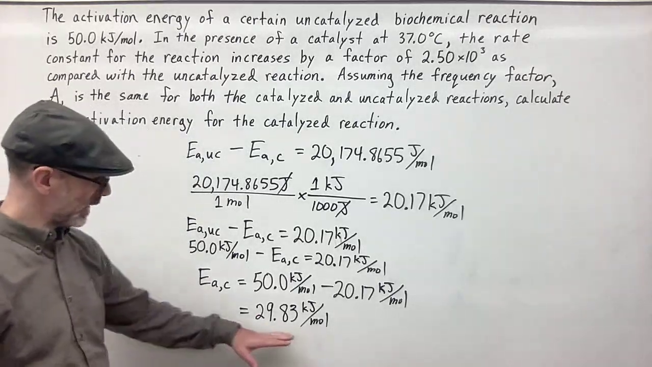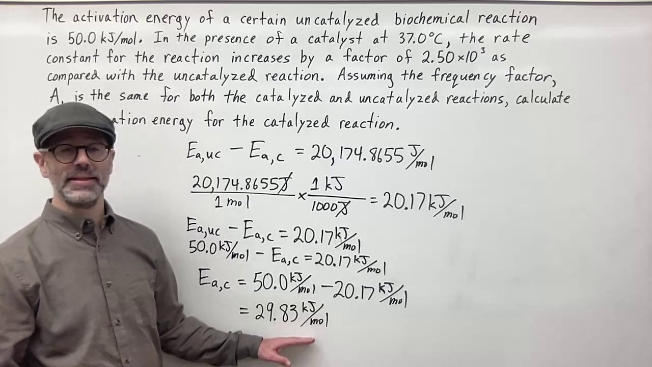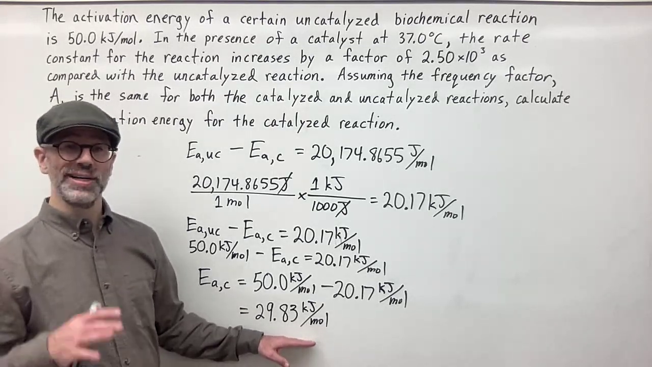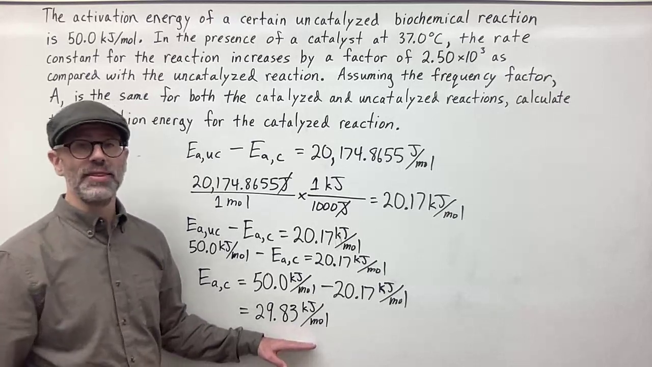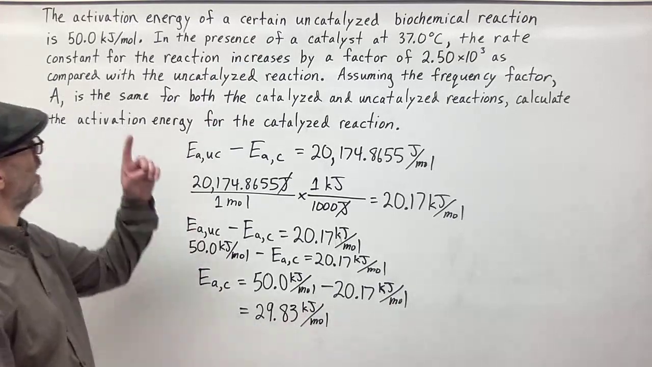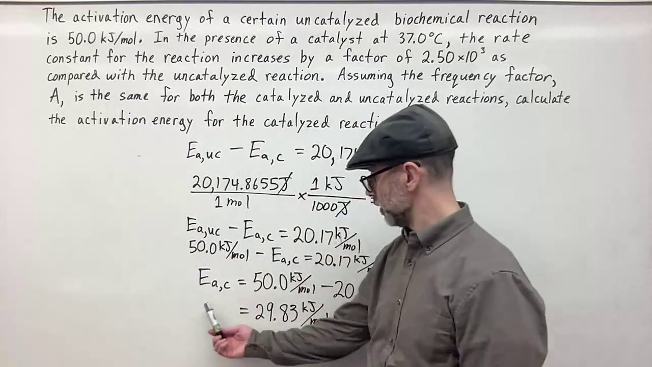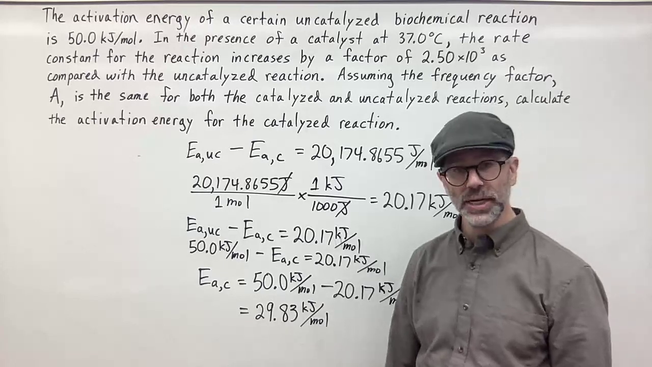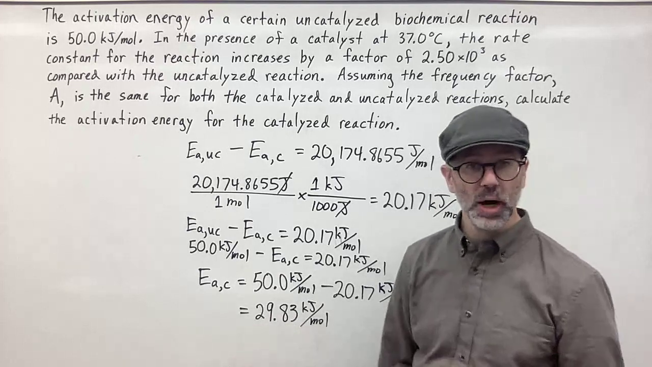And now this makes sense because when you add a catalyst, the main thing that a catalyst does is that it lowers the activation energy. So you would expect that the activation energy for a catalyzed reaction would be lower than that of the uncatalyzed reaction, and that is what you get here. Because the uncatalyzed reaction was 50 kilojoules per mole, therefore notice that the catalyzed reaction is less than that, 29.83 kilojoules per mole, or 29.8 if you want to round to the proper sig figs.